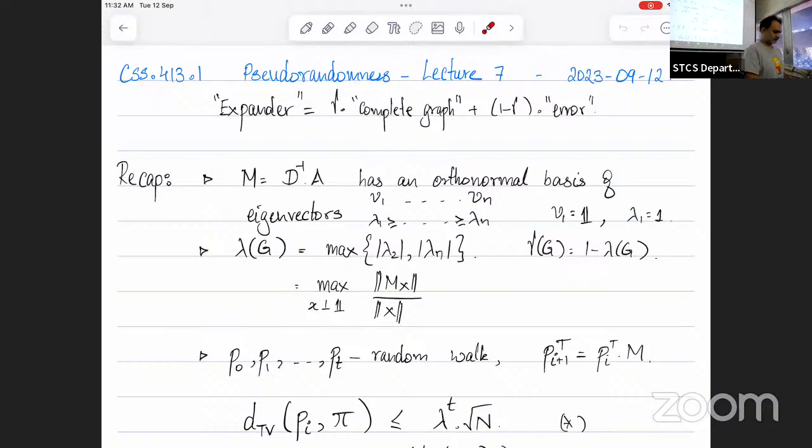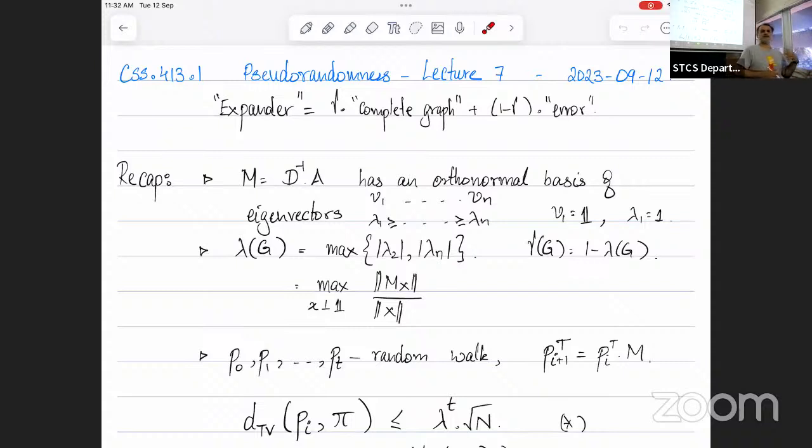So let's start today. The rough agenda is to give you this weird saying that every expander is basically some convex combination of a complete graph and some error. We will try to formalize exactly what we mean by this, and we will see one application of it. But this is just something that will show up in many of the applications.